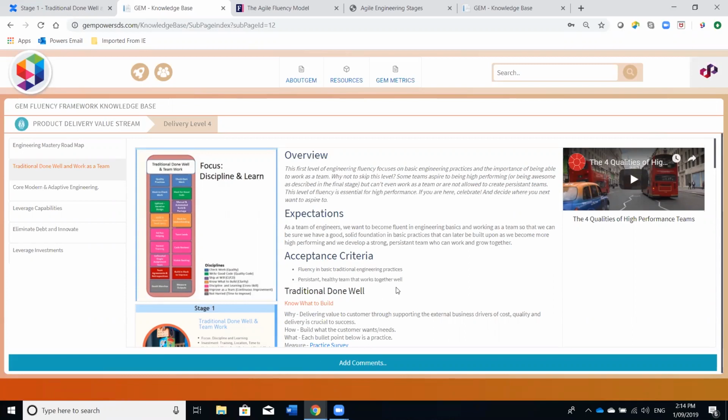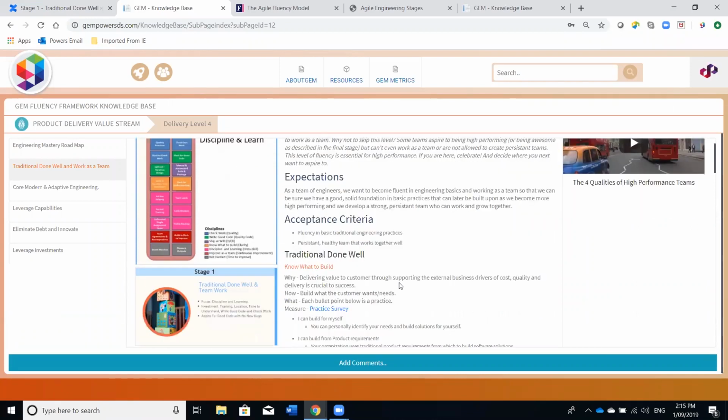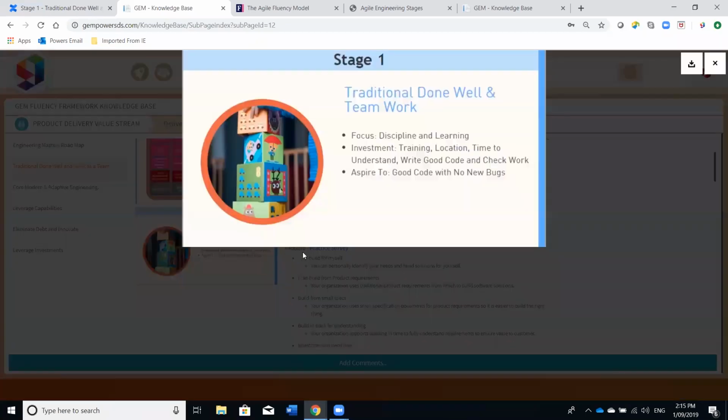So we're continuously talking about developing a learning organization, continuous learning. These are the sorts of muscles you need to build in order to get to the places that you aspire to. And really in this stage, the focus is discipline and learning, the investment is training, allocation, meaning getting your team together, time to understand things, time to write good code, and starting to check your work. And what they're aspiring to is good code with no bugs.